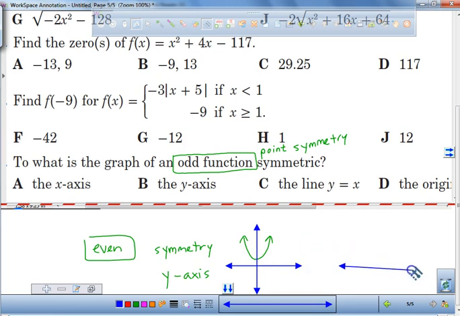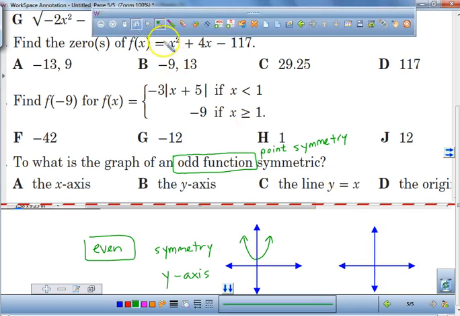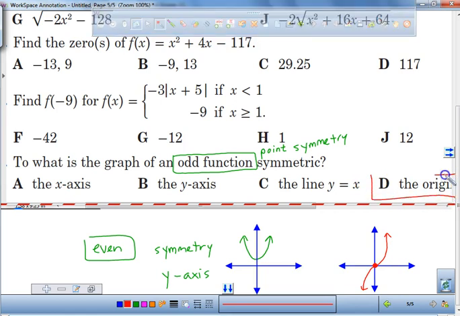Okay? An odd function is one of those functions that has symmetry through a point. So you can probably see something like a cubic function that goes through like this, and that has point symmetry. So anything about the origin is going to be an odd function. An even function is your y-axis. So if it's an even function, you would say y-axis. If it's an odd function, it's about the origin.